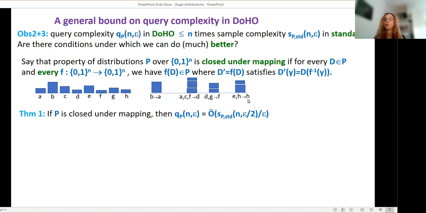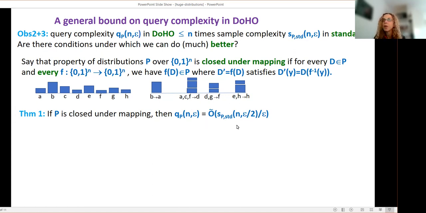So what does our first theorem say? The first theorem says that if P is closed under mapping, then the query complexity of testing it is roughly the sample complexity of testing in the standard model divided by 1 over epsilon, up to poly log n factors.